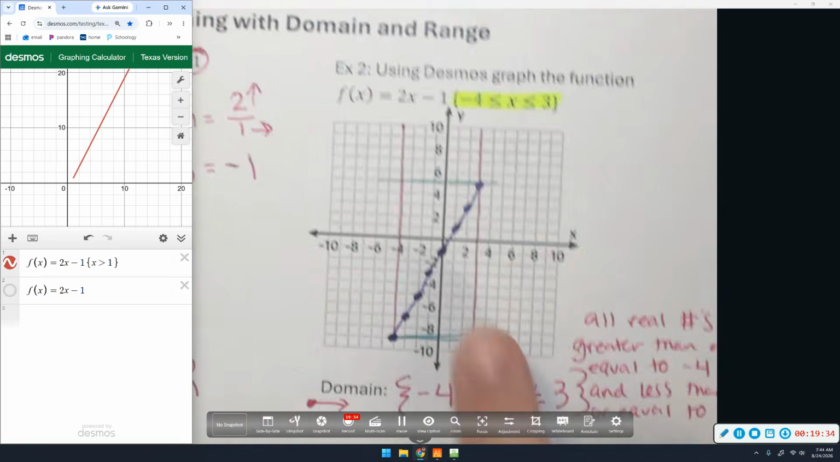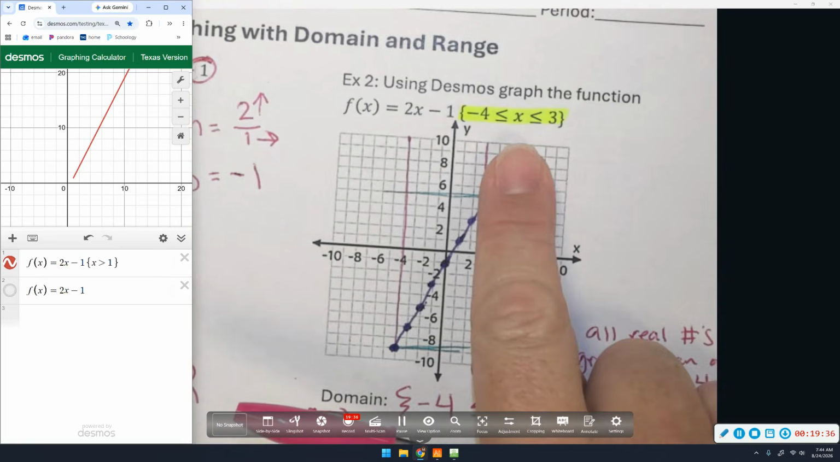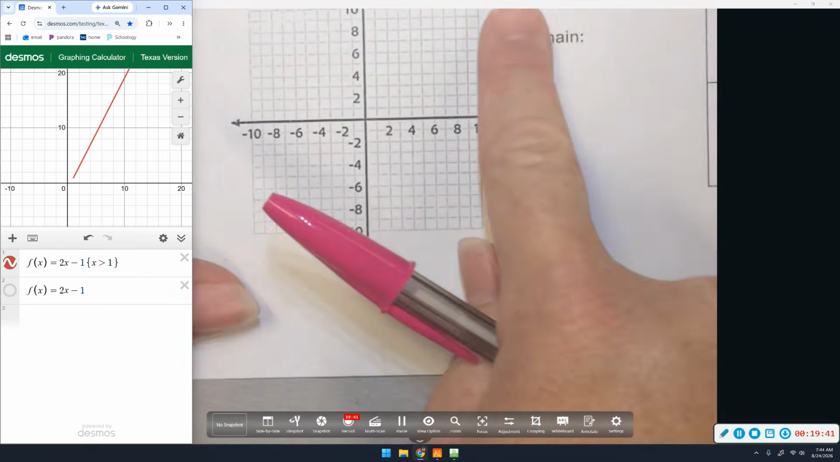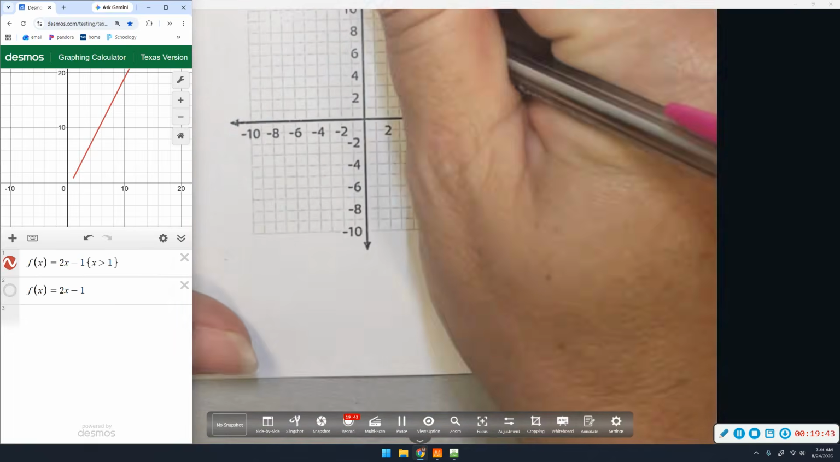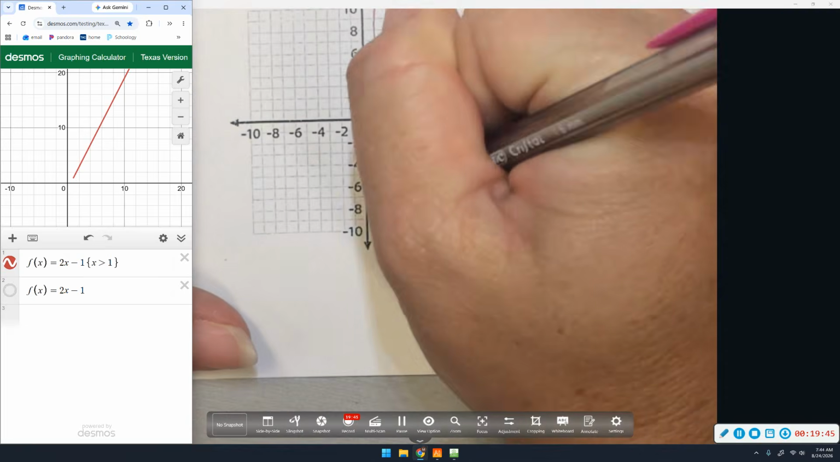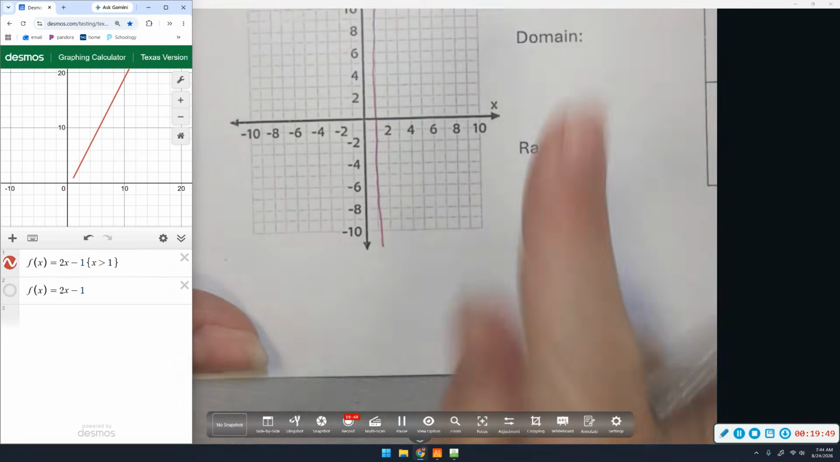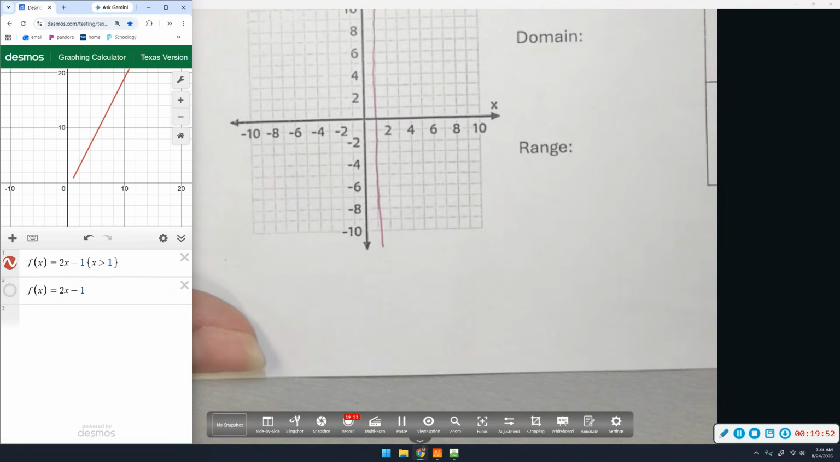Okay, on this one, didn't this give me the boundaries for x? Okay, so this is my boundaries again for x. So I know at x is 1. I'm just going to draw a vertical line, super light. And is this saying x is greater than 1 or x is less than 1? Who remembers? What symbol is that?